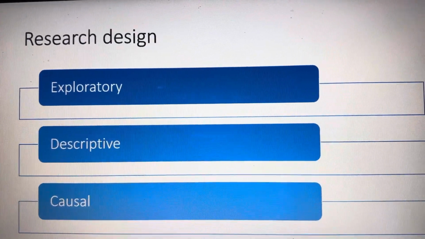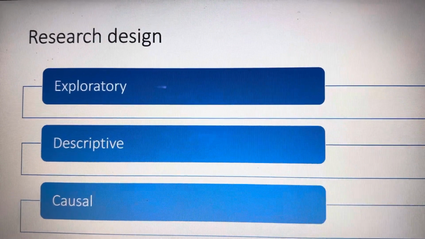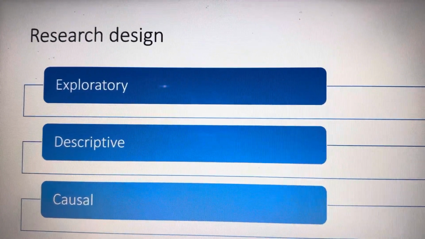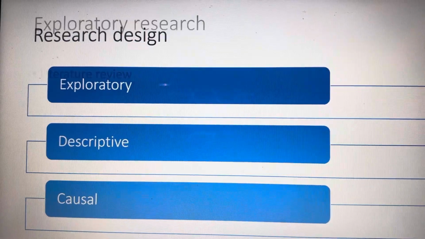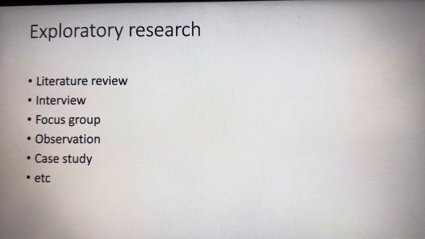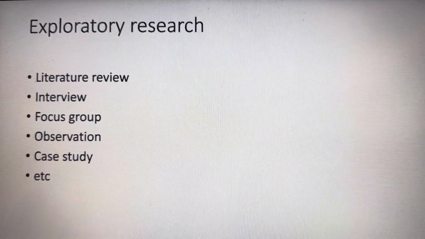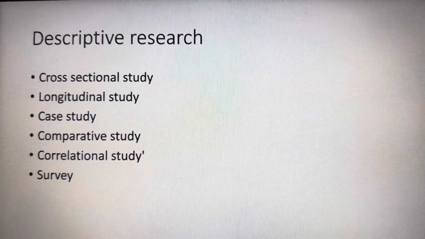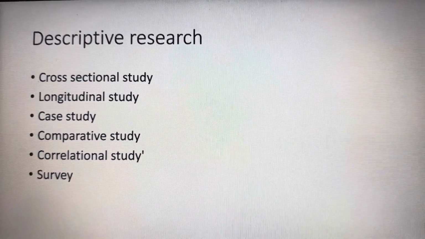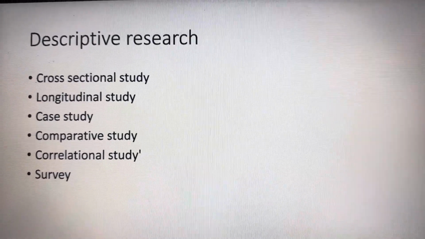Research design, there are 3 types: exploratory, descriptive, and causal. In your case study, you use either one, exploratory or descriptive. Exploratory research, you may use literature review, interview, focus group, observation, case study, etc. In descriptive, you use cross-sectional study, longitudinal study, case study, comparative study, correlational study, or surveys.